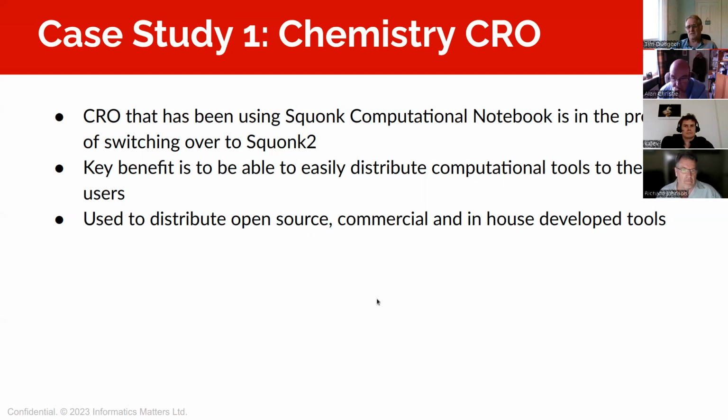And these tools are sometimes very simple. They're just predicting those sorts of molecular properties we saw earlier. Sometimes they're a bit more complex. They might be running predictive models or other things. And they use this to distribute. Some of the stuff is open source, some of the stuff is commercial, and some of this is in-house developed by them.